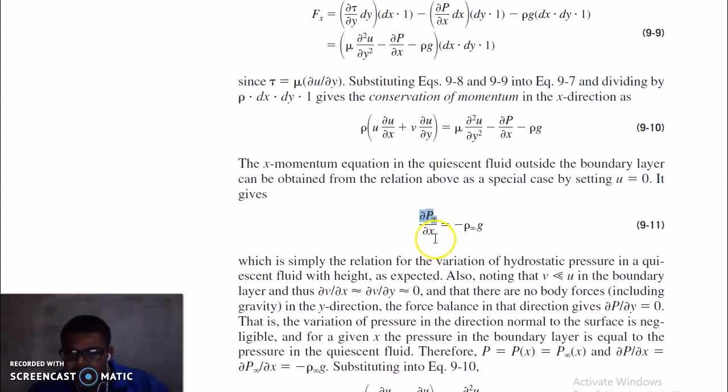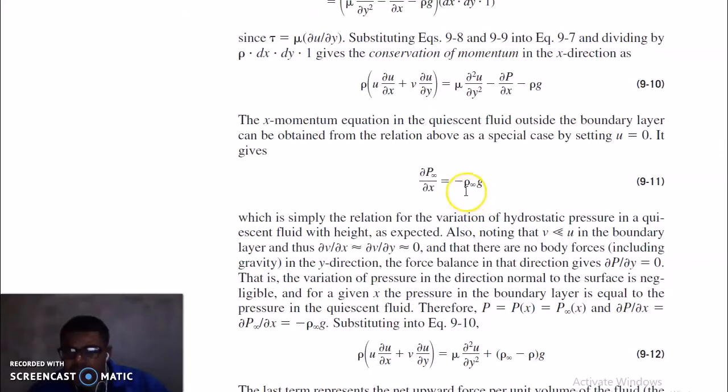∂p/∂x = −ρg, which is simply the relation for the variation of hydrostatic pressure in the quiescent fluid with weight, as expected. We had derived this relation in fluid dynamics also.